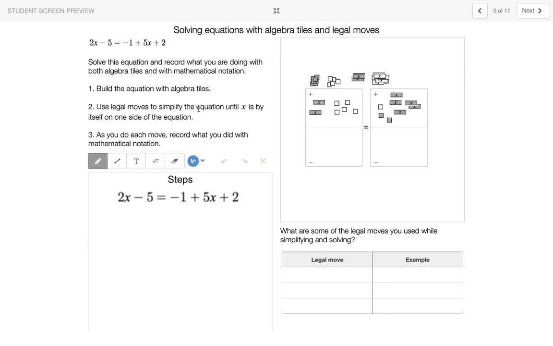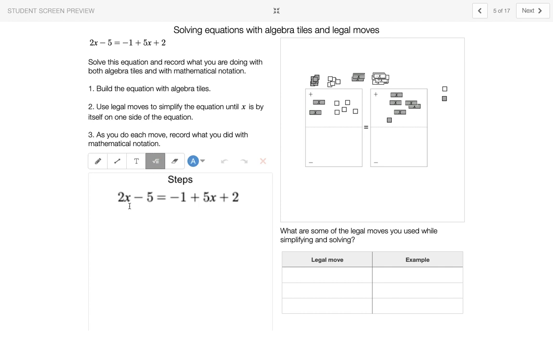Now that we have built the equation with algebra tiles, we are going to use legal moves to simplify the equation until x is by itself on one side of the equation. So the first thing we'll notice is that we have a zero pair. Remember, a zero pair is a positive and a negative tile. So we can go ahead and cancel those out because plus 1 and minus 1 added together are going to equal 0. So over here, I need to actually type out what I'm doing.